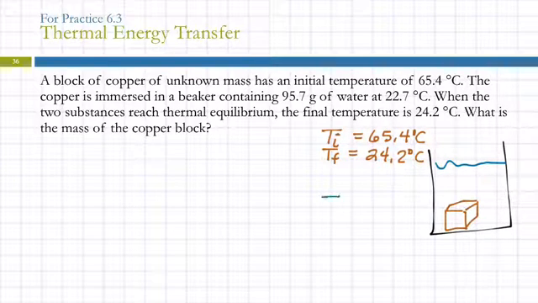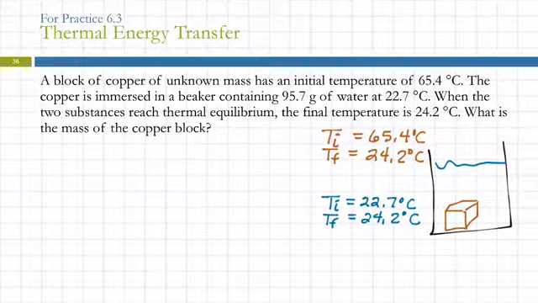Okay, so let's see what we know about the water. Do we have an initial temperature for the water? Yes. 22.7 degrees Celsius. What's the final temperature of the water? It's 24.2. It's the same. Because the heat transfer occurs until the temperature is the same. Do we know the mass of the water? Yeah, that's the 95.7 grams. Okay, so that's all the numbers that they gave us.